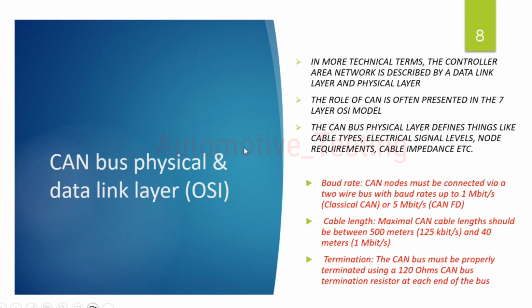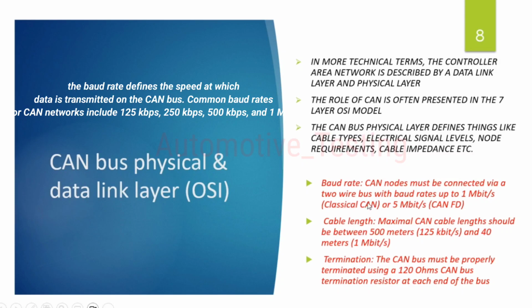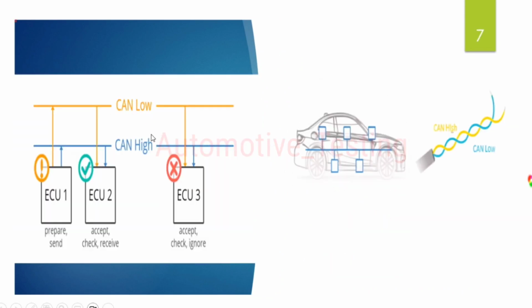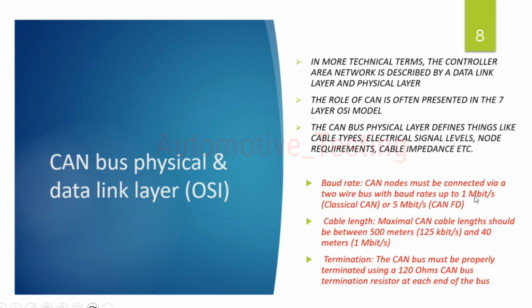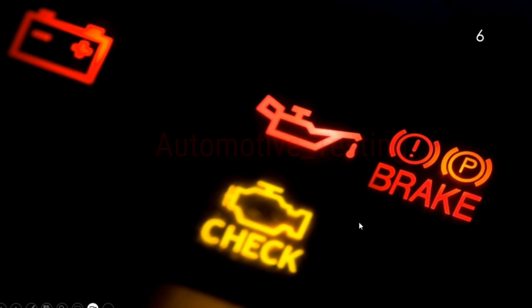Now, the CAN bus physical and data link layer. It is basically based on the 7 layers of the OSI model. The CAN bus physical layer defines things like cable types, electrical signal levels, node requirements, and cable impedance. Here, baud rate: what is baud rate? The speed is measured in baud rate. CAN nodes must be connected wire to wire, which I have explained here, CAN high and CAN low. It is a two-wire bus with baud rates up to 1 megabit per second, that is classical CAN, or 5 megabits per second, that is CAN FD.